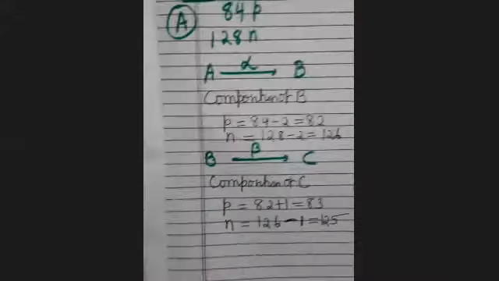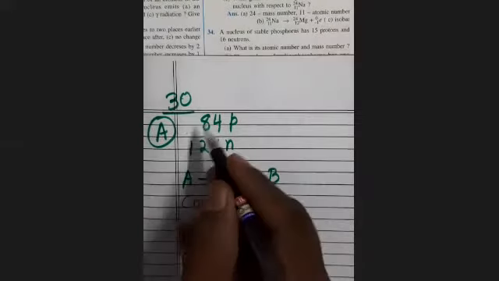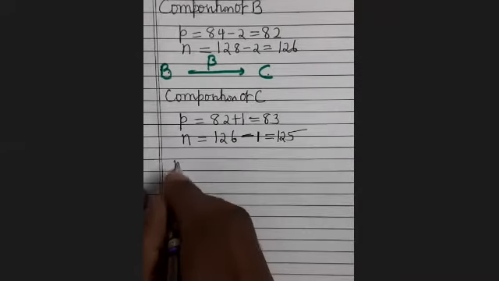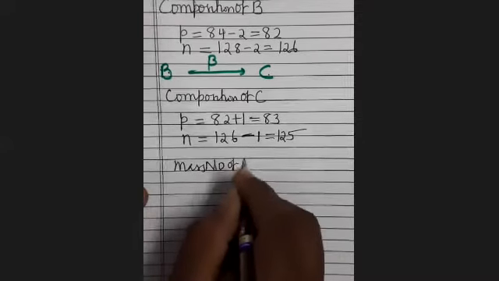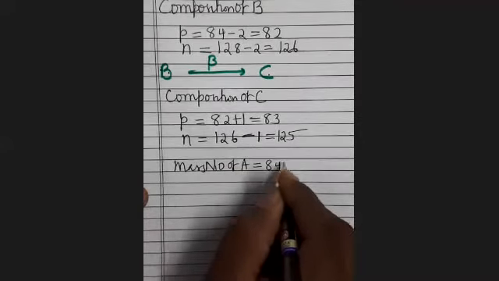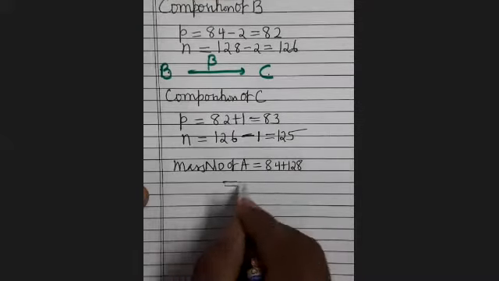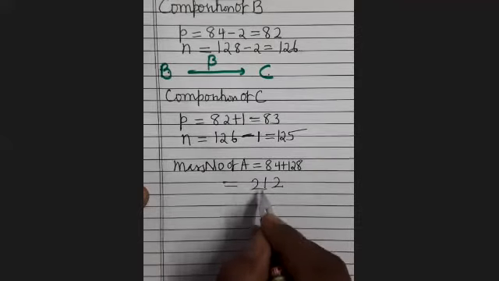What is the mass number of nucleus C? Mass number means it is the sum of proton and neutron. So mass number of C is 84 plus 128. So when you solve this, 8, 4, 12, 1, 212. It's clear. Now, does the composition of nucleus C change if it emits gamma radiation?